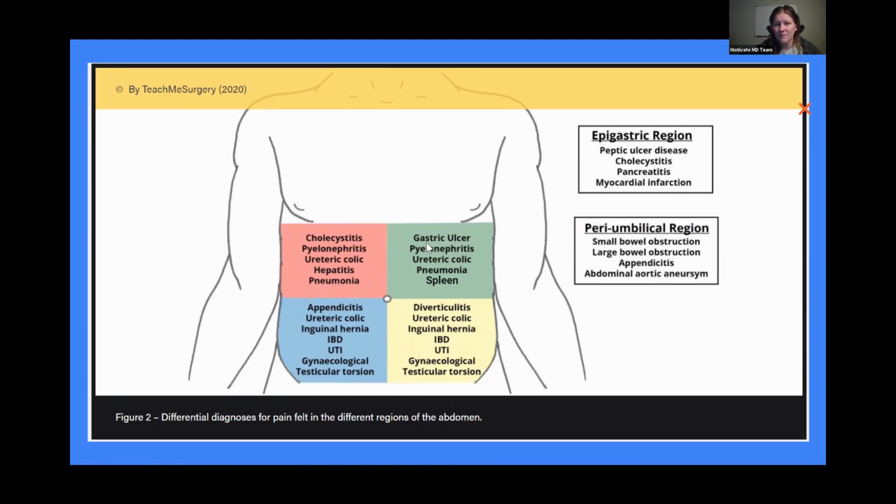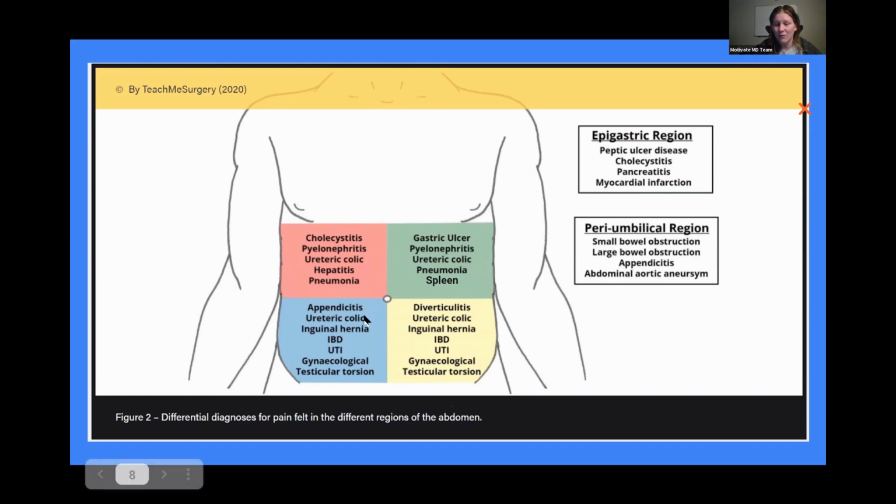And the left upper quadrant, that's where your stomach and your spleen hang out. So a gastric ulcer would maybe present either epigastric in this middle part or in the left side. Again, pyelonephritis, you've got two kidneys, one on each side, so that would make sense. And then your spleen is in the back right corner. I keep saying right, I'm sorry guys. The back left corner of the abdomen here.